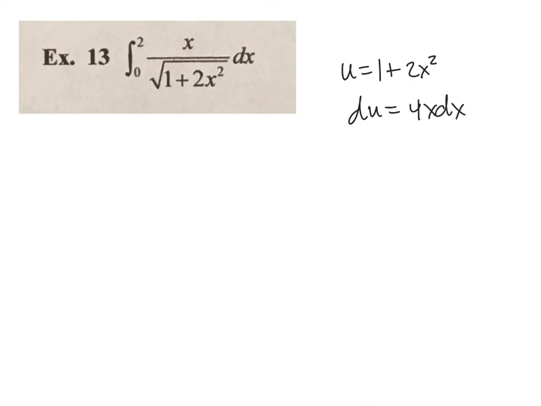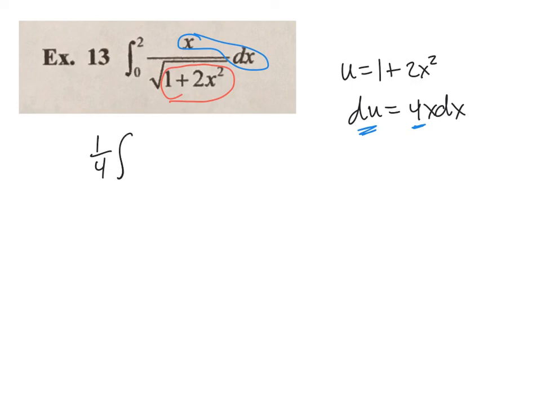All right, so as we go to rewrite the integral in terms of u, first of all, we're going to replace 1 plus 2x squared with u. And then we could replace x dx with du, except for this factor of 4. So to balance things out, we're going to put a 1/4 in front of the integral.